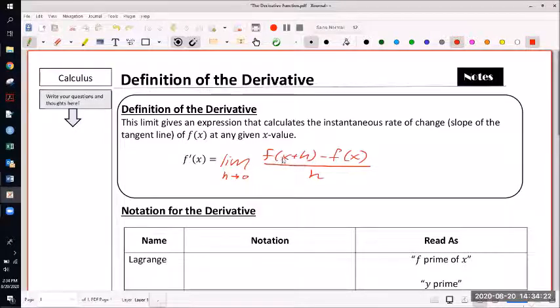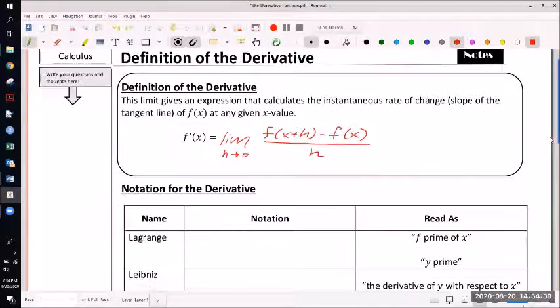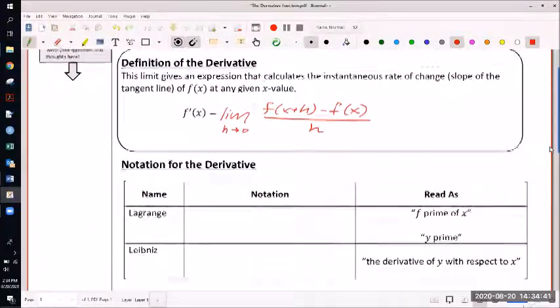We would have the y2, the value of y at x plus h, the y1, the value of y at x. And then we would have x plus h minus x. The x is canceling out to give us h. So y2 minus y1 over x2 minus x1. And then we just take the limit as h goes to 0. This gives us the derivative.